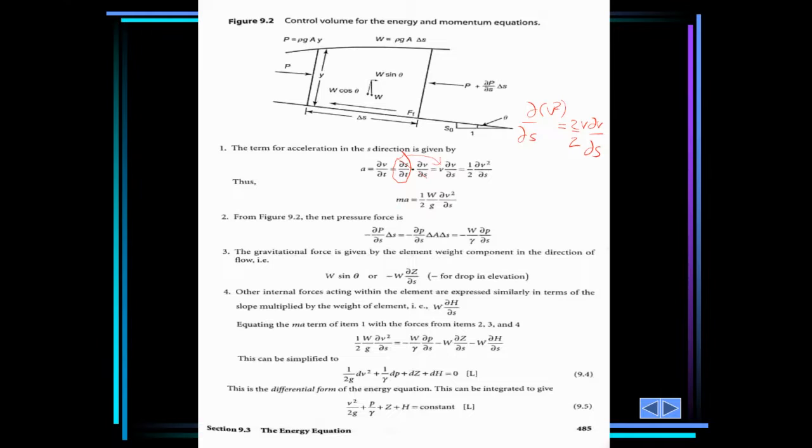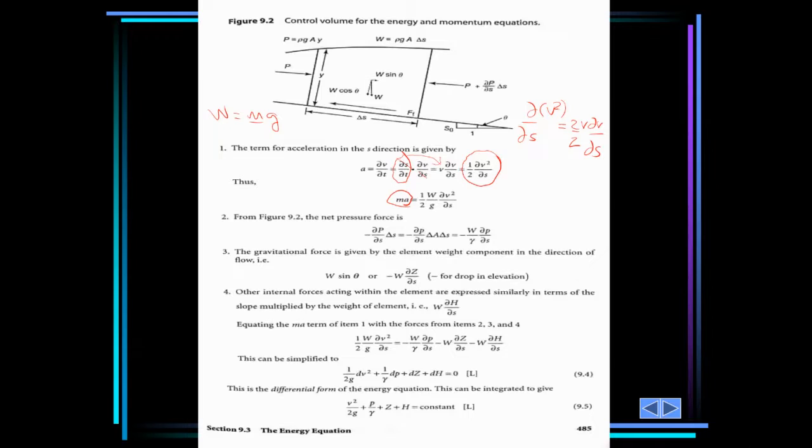And the net force acting on the body is given by ma. And we know that weight is equal to mg. So the mass is going to be weight over g. So mass is now weight over g, and a is given by this term, 1/2 ∂v²/∂s. So this is the ma.